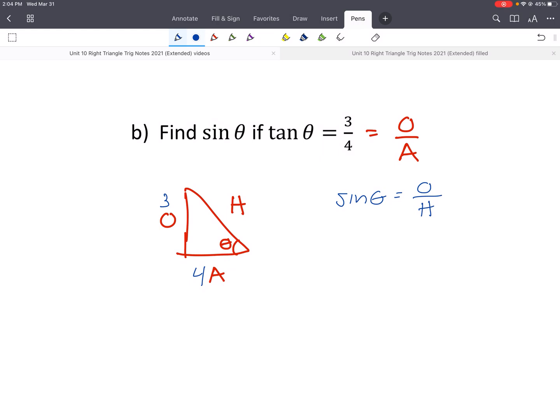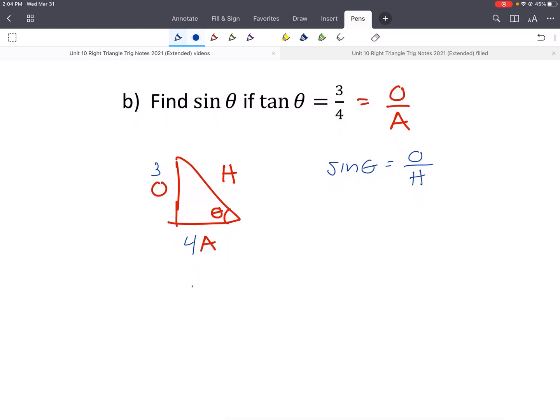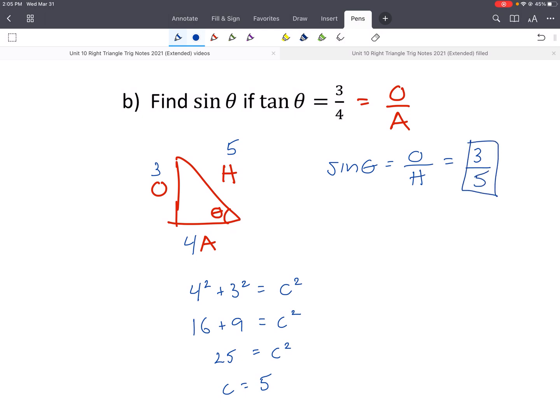So again, we need to do the same thing. So 4 squared plus 3 squared equals c squared. That's 16 plus 9, which is 25. So c is 5. This is kind of a special triangle, 3, 4, 5. So our opposite is 3, and our hypotenuse is 5. And that would be our ratio.